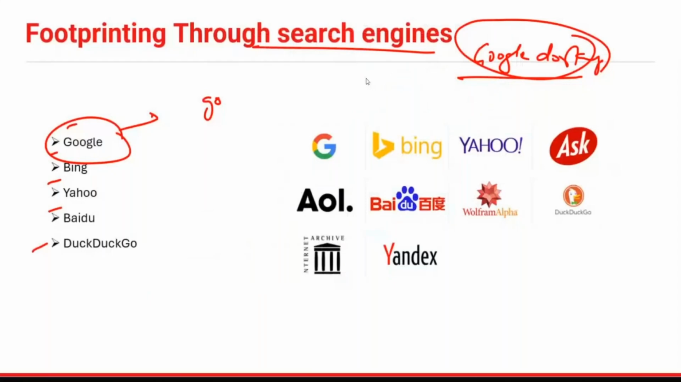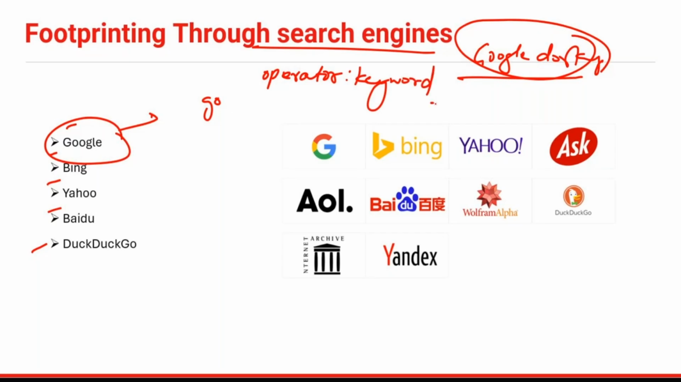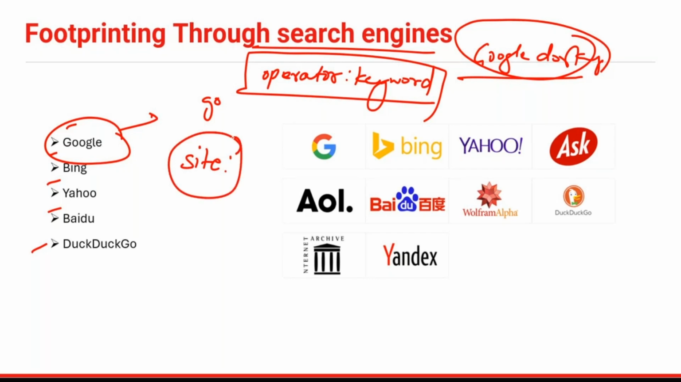So what is Google dorking? I can use some kind of special arguments in the normal Google query to find specific information and fine tune my result. That is the structure of this: we write some operator and then we write the keyword here. One such operator is the site operator. With the site operator, I am telling Google, hey Google, can you give me the search results only from this particular site?